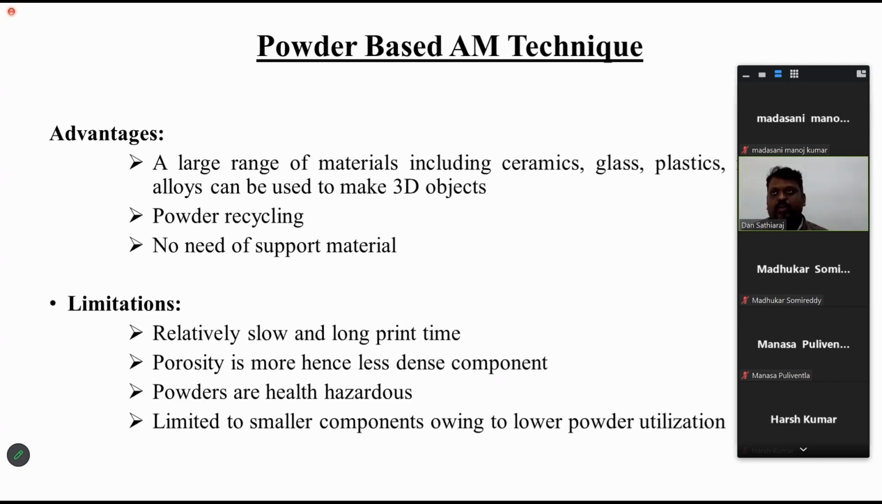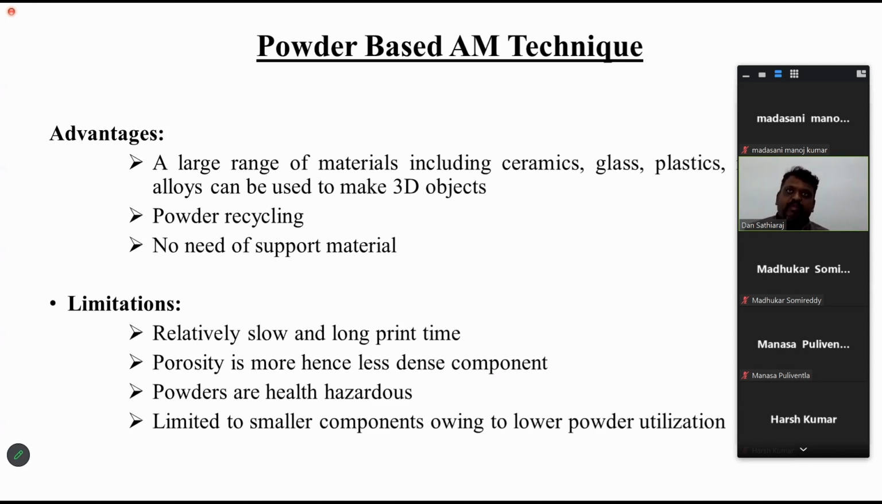Okay. Also, only smaller components you can make in this particular powder-based process, because we need a large quantity of material. For example, if you go for laser bed fusion, then you need at least a minimum of 2 kg of powder in order to make a smaller component, because you need to fill up the bed, and after each layer deposition the bed will go down, then the diffusion will happen. So you have to fill the material for that particular height of the part. That is why you can only do a very small component.